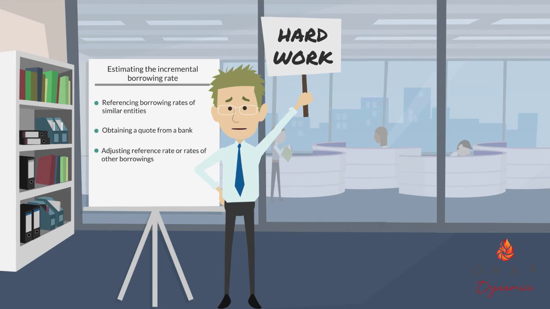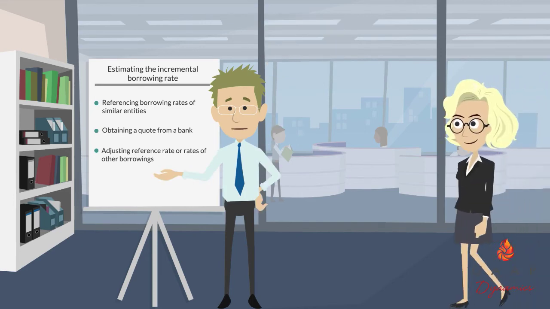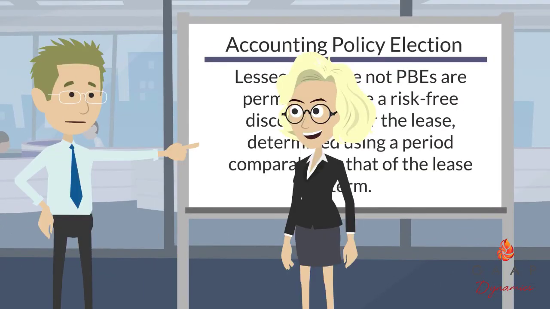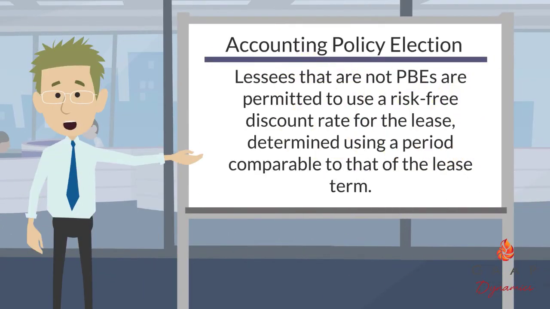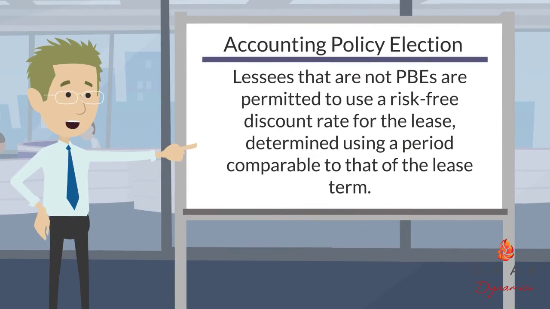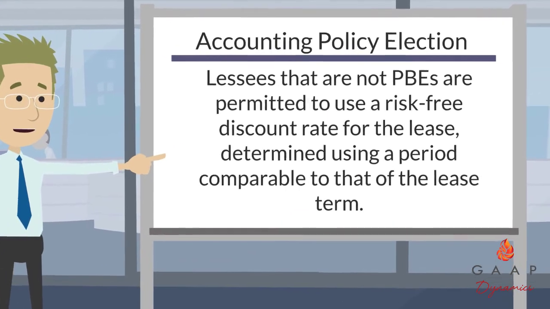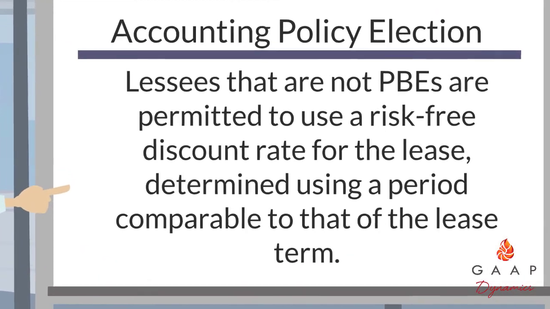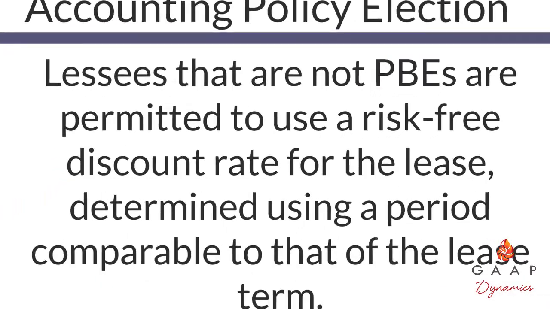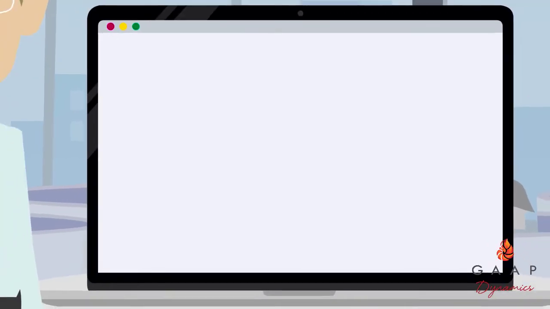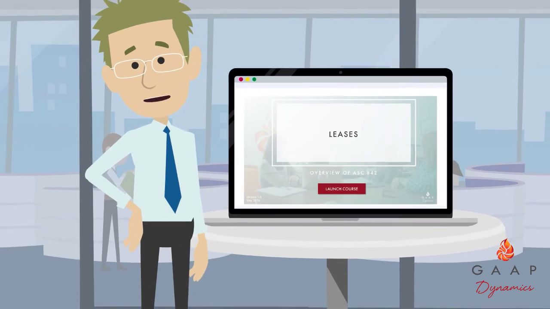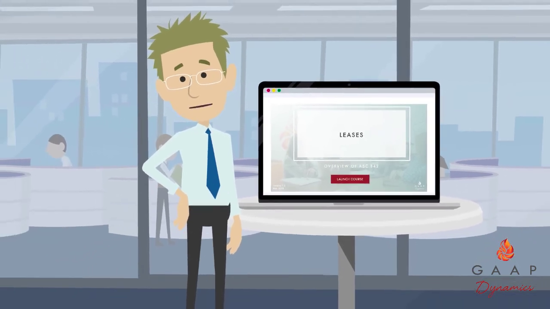Are you a private entity? Well, you're in luck. Lessees that are not public business entities are permitted to use a risk-free discount rate for the lease, determined using a comparable period to that of the lease term as an accounting policy election for all leases. We hope this video has helped you understand more about determining the discount rate in accordance with ASC 842.